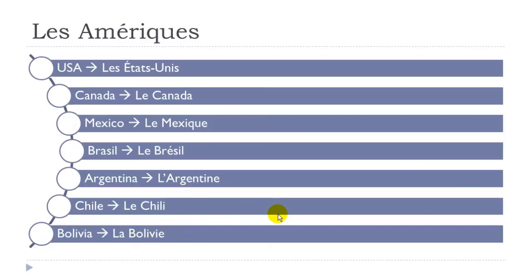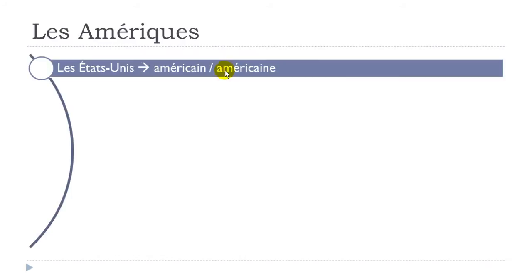And then we'll see now the nationality. So you will see here each time first the masculine form, and then the feminine form. Okay, so les États-Unis, américain. When you talk about the nationality, américain, masculine form, and then feminine form, américaine. Okay, it's really open, this A-I, américaine, okay?